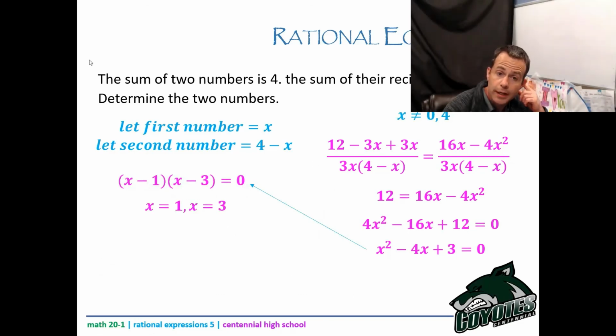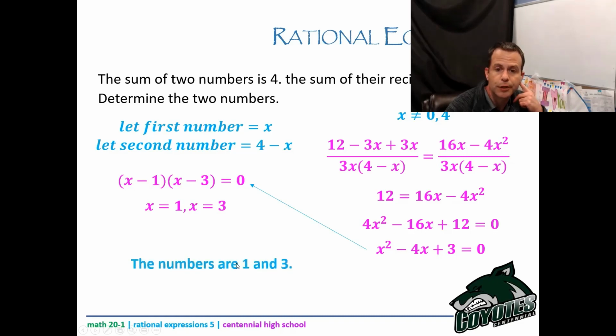Okay, which actually is my two numbers. Neither of those are my NPVs, right? And so if I was to plug 1 in for x here, I get 1 and 4 minus 1, which is 3. If I was to plug 3 in for x, I'd get 3 and 4 minus 3, which is 1. So the two numbers, no matter how you look at them, are 1 and 3. Okay? The numbers are 1 and 3.